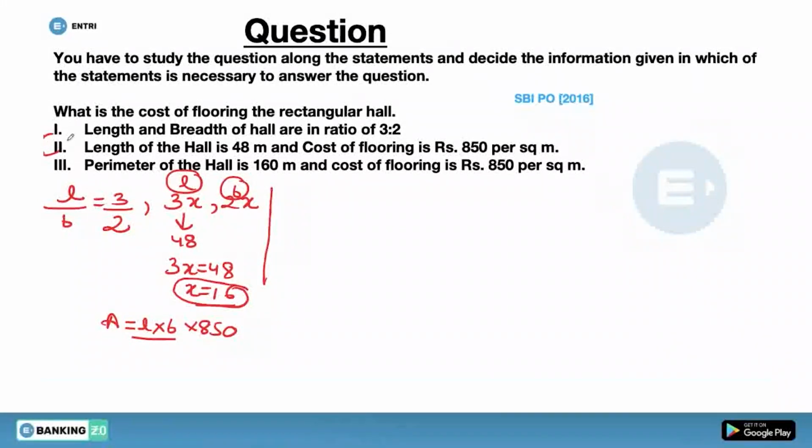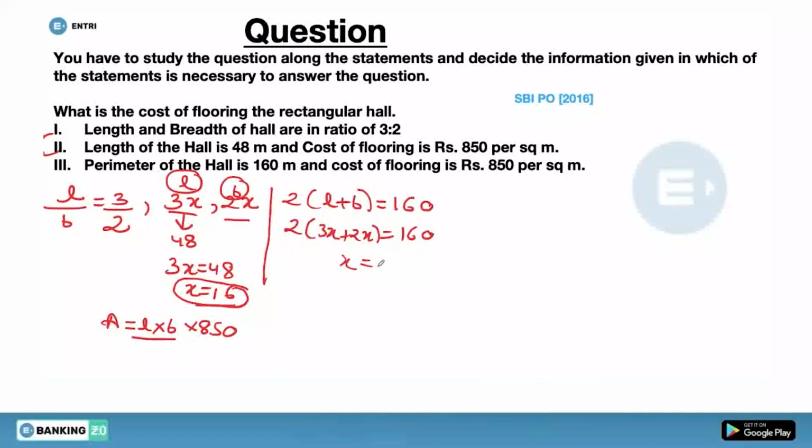The next part says what? The next part is told that the perimeter of the hall is 160 meter. And what is the perimeter? I clearly know that 2 into (L plus B) is the perimeter. That is 160. And I was already given the ratio of L and B, which I have considered as 3x and 2x. If I put the value here, 2 into (3x plus 2x) equals 160. That means I will be able to calculate the x value.